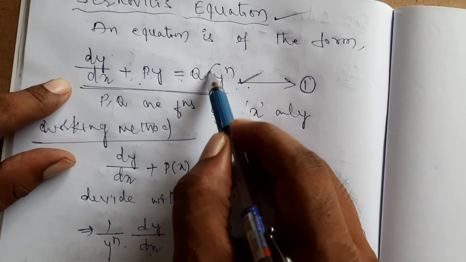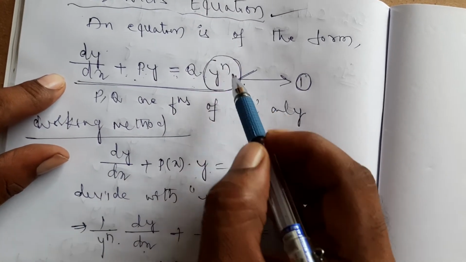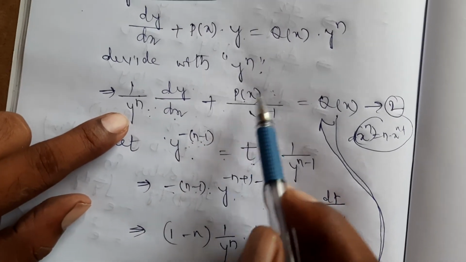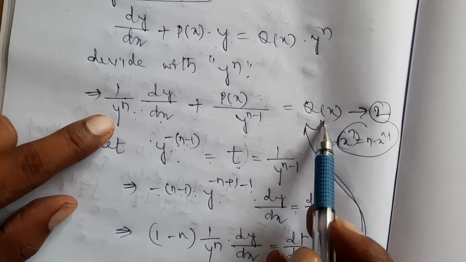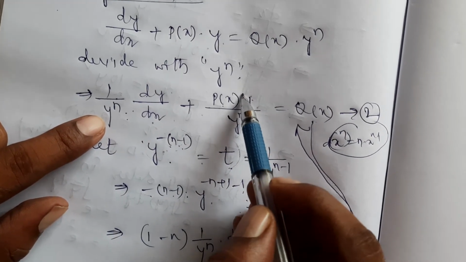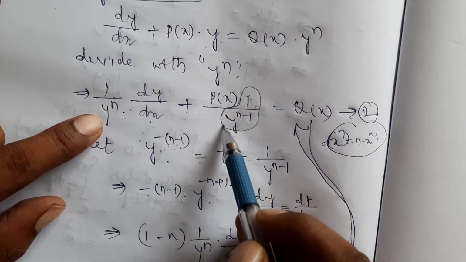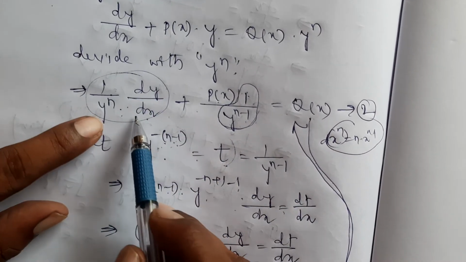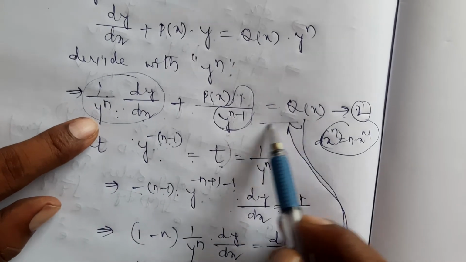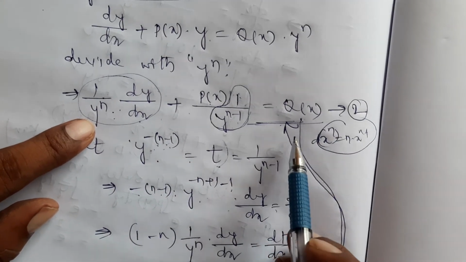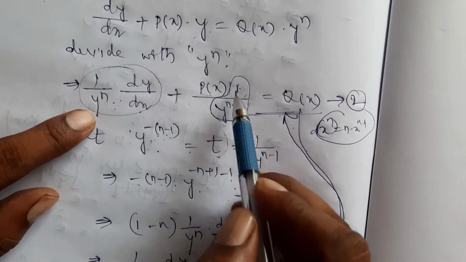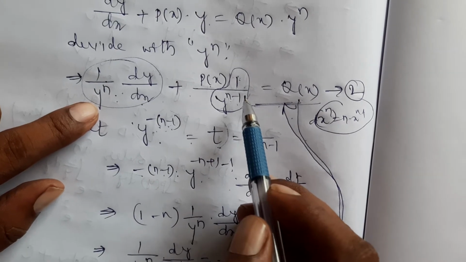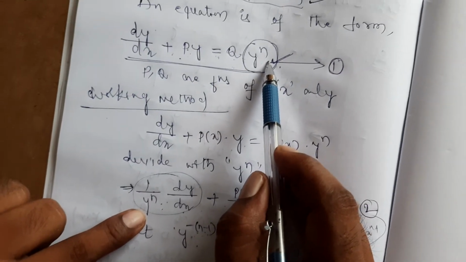So the entire equation, if you divide by y to the power n, changes to 1 by y power n dy by dx plus p of x by y power n minus 1 equal to q of x. Then if you take 1 by y power n minus 1 as t, and replace this with dt by dx, the whole equation changes to a linear differential equation. That means this is the Bernoulli's differential equation.